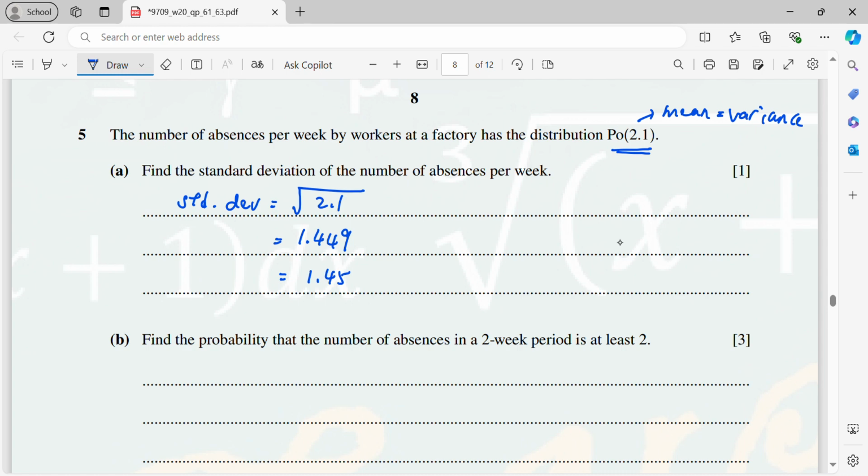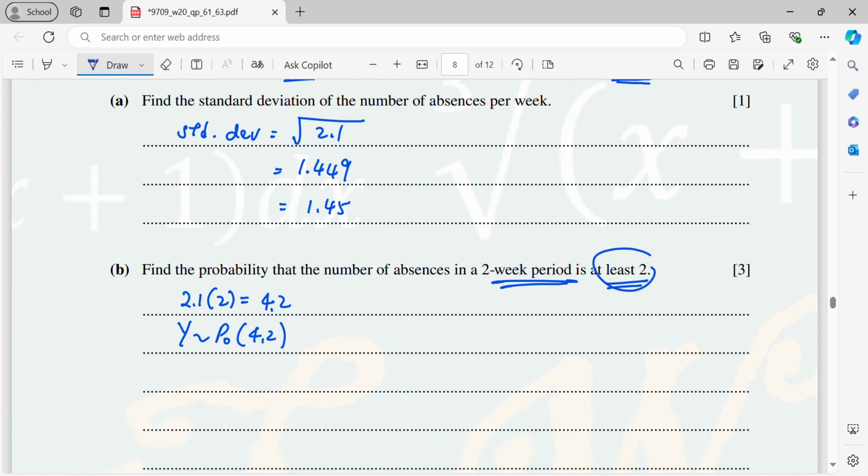Now part B, find the probability that the number of absences in a 2-week period is at least 2. This is per week, right? So from here, since this is 2 weeks, I have to times 2 to get the new lambda. That is going to be 4.2. So I will write my Y is Poisson distributed with 4.2. And now at least 2, okay, the number of absences, Y greater or equal to 2.